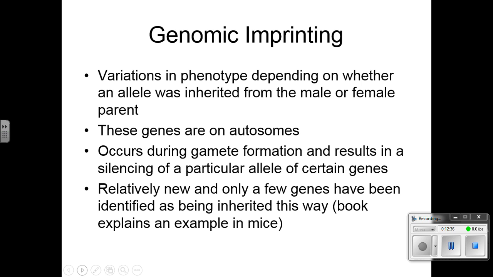Genomic imprinting. Variations in phenotype depend on whether an allele was inherited from the male or female parent. These genes are on the autosomes, occurs during gamete formation, and results from the silencing of a particular allele for a certain gene. Relatively new and only a few genes have been identified as being inherited this way. And the book explains an example of mice. And again, I don't know much about this because, again, it's something fairly new. It's been a long time since I've been in college.